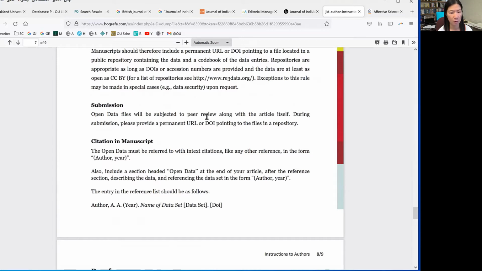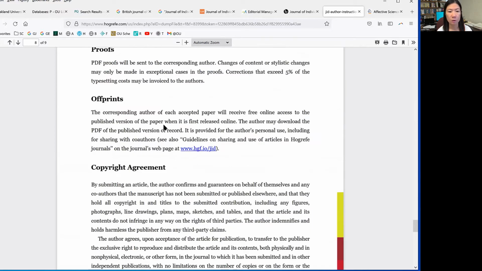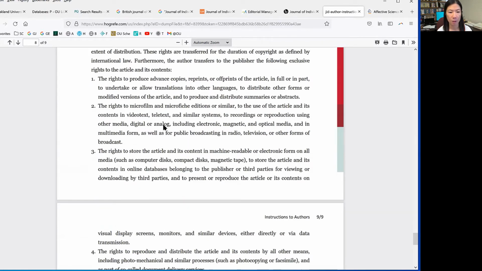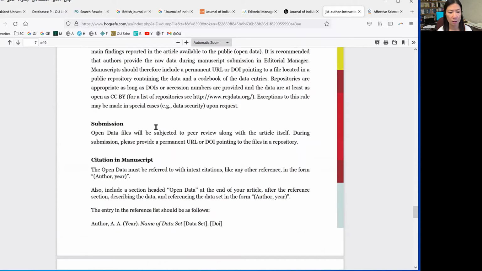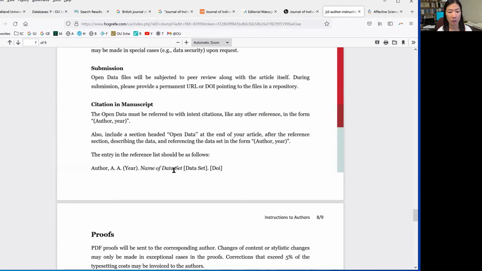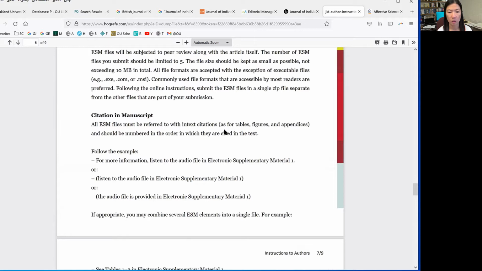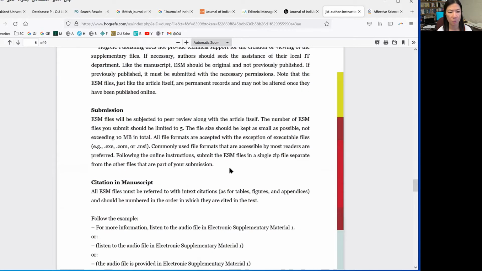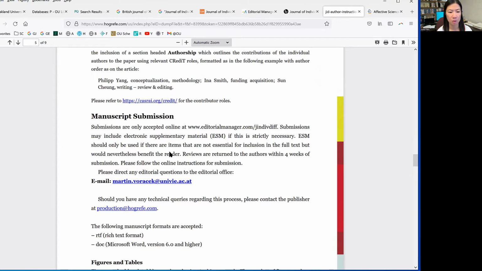So that's good. We'll be subject to peer review. Open data files, during submission, please provide. I see. If that is required, then that's a deal breaker. Proofs, reprints, copyright, online rights, journal articles. I still did not find if the references use APA. Did you see that? No, citation in manuscript, author, name of the, that's just the data. References, citations in manuscript, in-text citation should be numbered in order. But that's probably about supplemental material, so that is nothing to do with the actual paper. ESM should only be used.